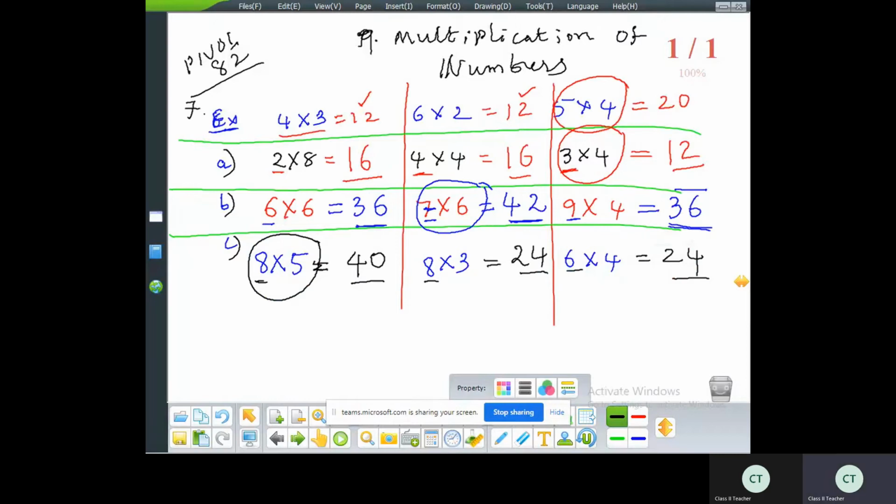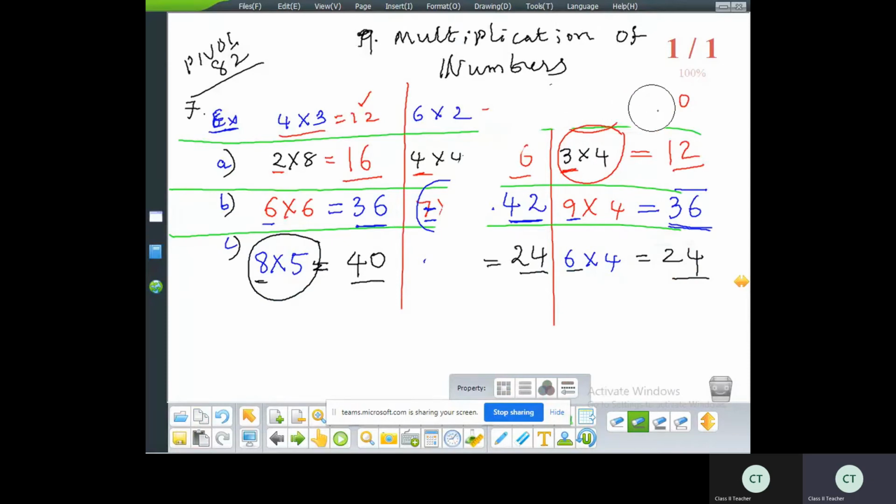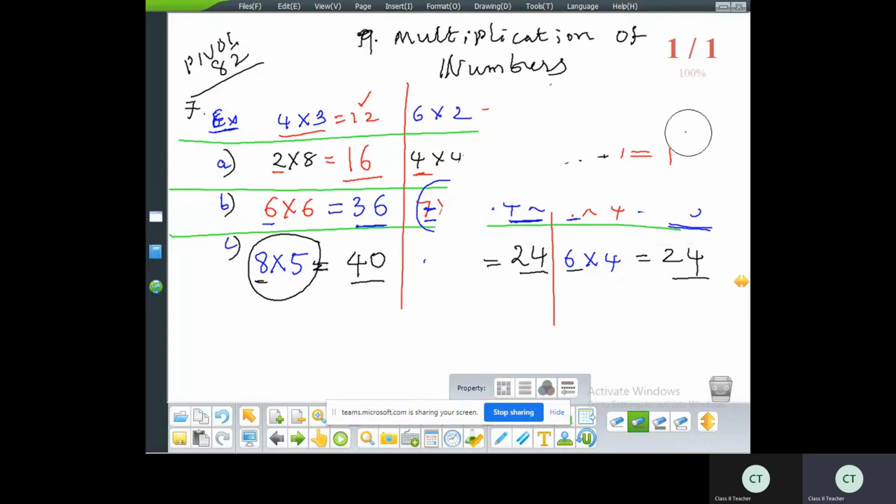Now question B, page number 82. Dear children, before going to these problems, all of you read tables very well. Daily you have tables. Read tables thoroughly. Without tables, you can't do anything in this multiplication of numbers. Tables are very, very important in this chapter.